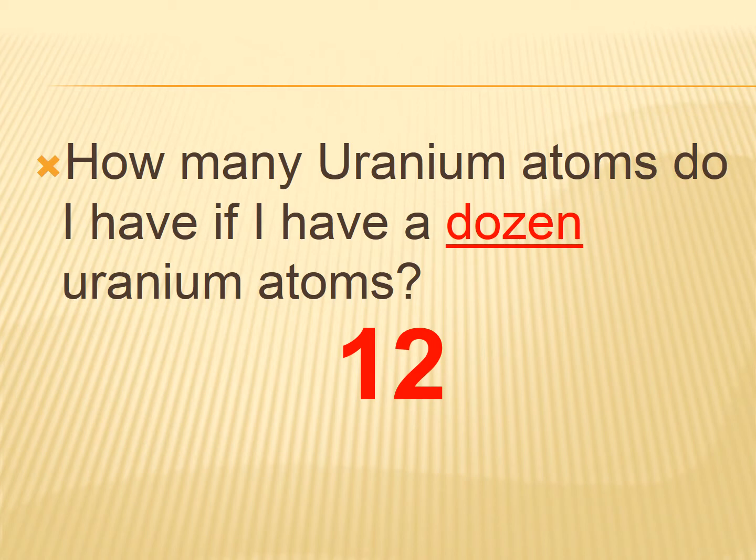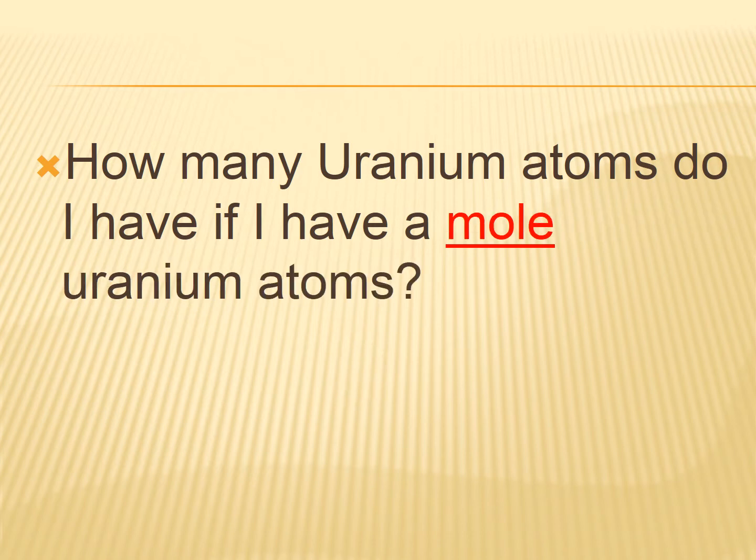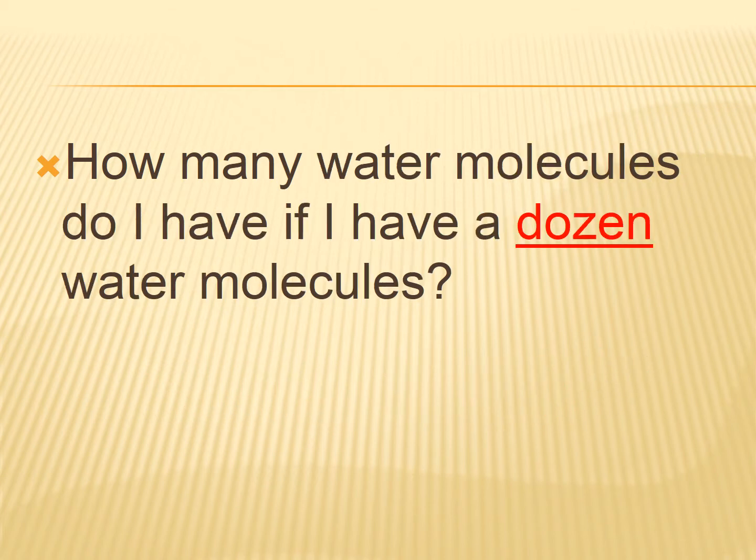Yes, you are correct. Same thing with a pair. If you have a pair of uranium atoms, it's 2. Okay. So on the same regard, if you have a mole of uranium atoms, then that is just 6.02 times 10 to the 23rd. So it's just another way, it's like this nickname for this number.